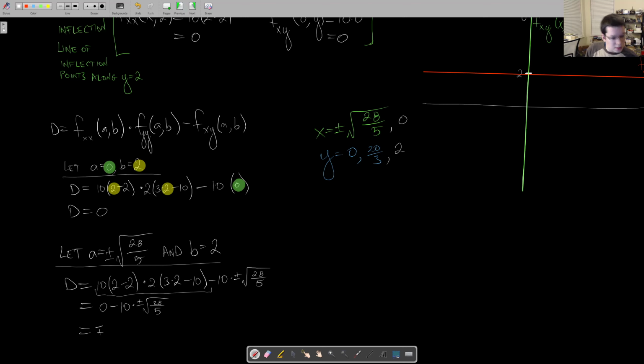minus or plus. I don't know if this minus plus syntax is standard, but I use it because you normally have plus or minus, but then it's multiplied by a negative, and so I want to keep that straight in my head. Says minus plus 10 times 28 fifths, which is positive in one case and negative in another.